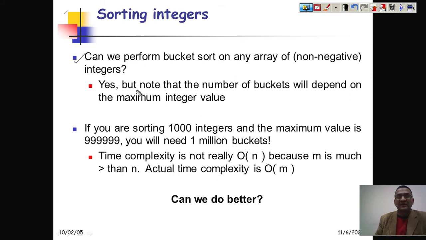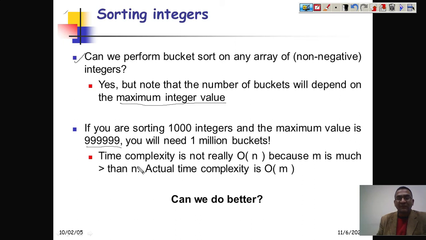This technique can only be good when it is applied to numbers in a small range, because here we need to take buckets, and the buckets depend on the range of numbers, that is, on the maximum integer value. What does it mean? Take an example. If you are sorting 1000 integers and the maximum value is this much, then we need 1 million buckets, and this will become very complex. In this case, the complexity is not actually big O of n, because now m is very large compared to the number of elements.